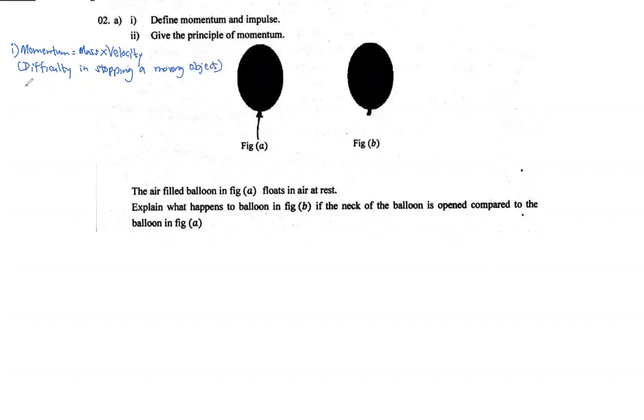And what is impulse? Impulse is simple. Impulse is equal to change in momentum. That's all. I prefer this answer to force into time. It's not always force into time, it's the impulsive force into time. So the safest answer is going to be change in momentum. That is impulse. Give the principle of momentum.